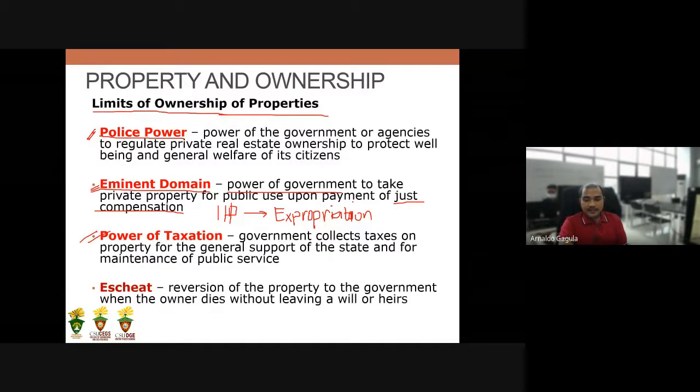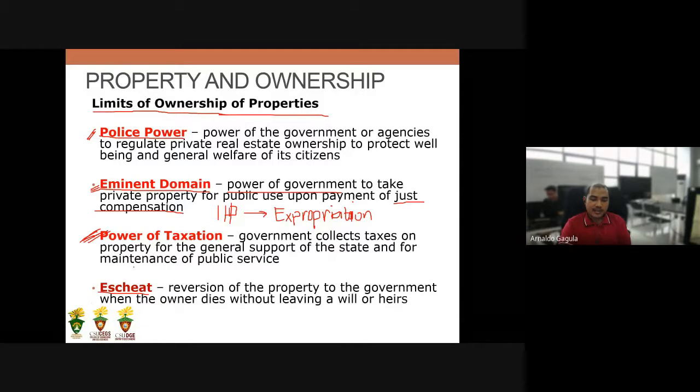Government collects taxes to the property of the people for the general support of the state and for the maintenance of the public service. Muna ang natagitawag na magbayad ka always of tax, sa atong nagitawag na real estate tax. Tanan taxable na properties is para pag magbayad. Example lang imo ang residential land. Kung titulado na siya or di pa titulado basta kay gi-occupy nimo siya, you are required to pay tax for the government. So every year, magbayad ka sa real estate tax.